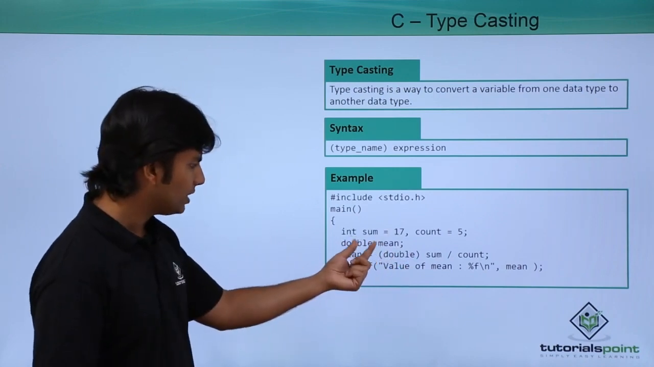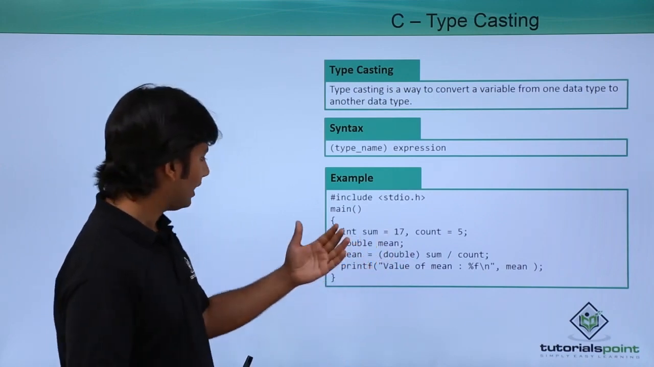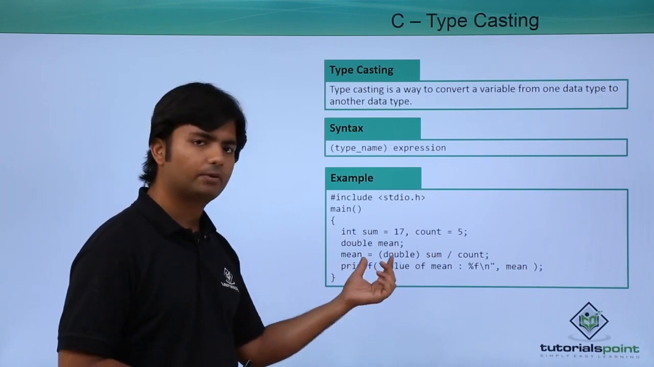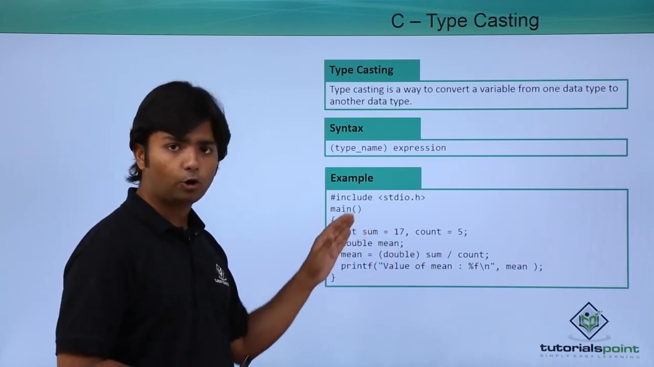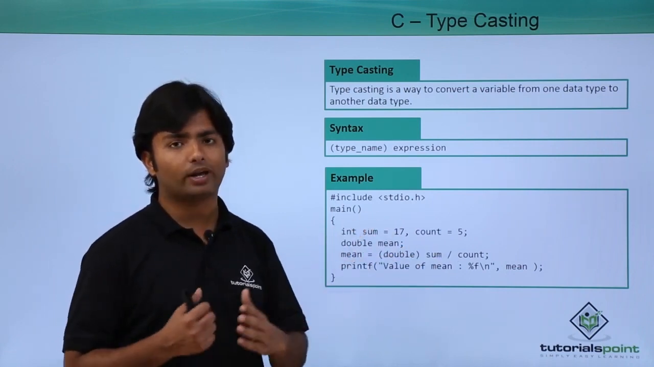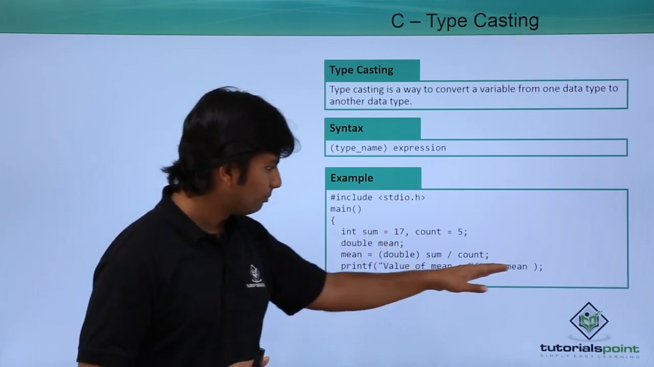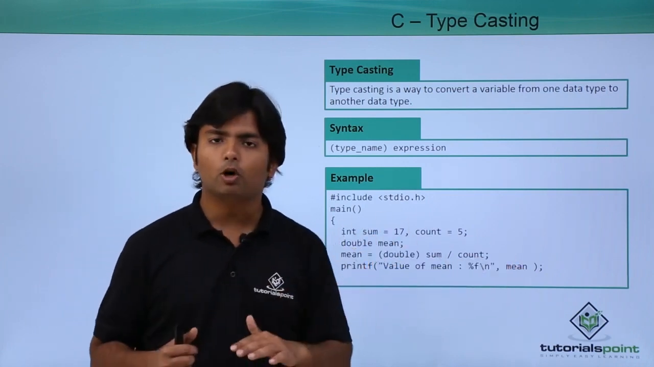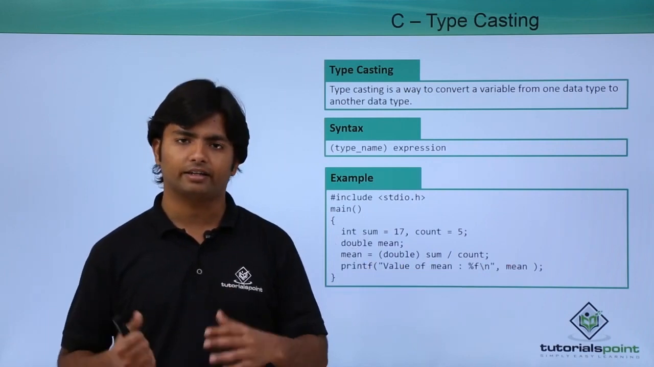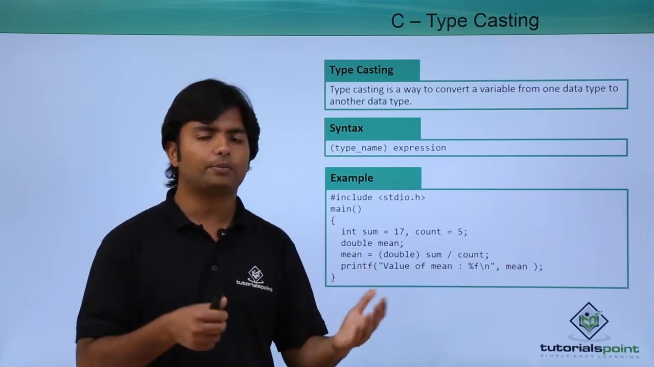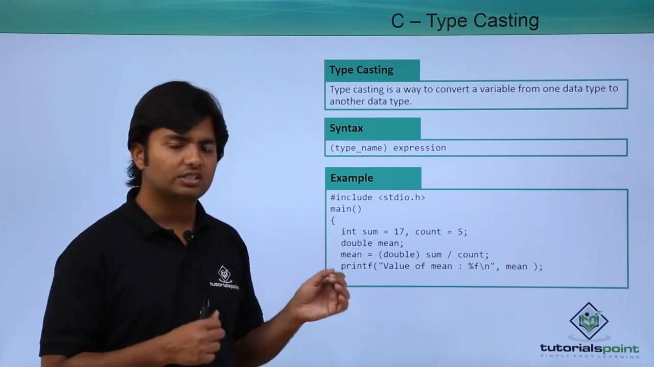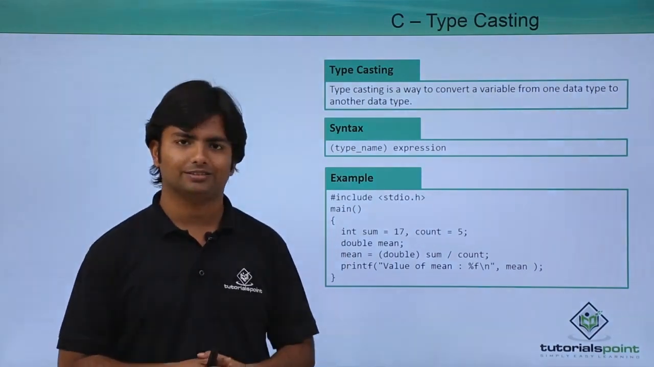As you can see here, mean is of double type, but as soon as we do the typecasting, the resultant output will be in decimal values. So when we print the value of this mean, you will observe that we are getting it in decimal form. So let's see practically how to do such typecasting.